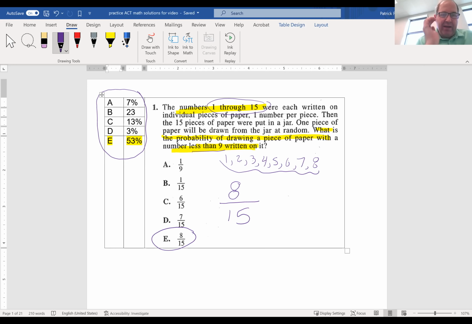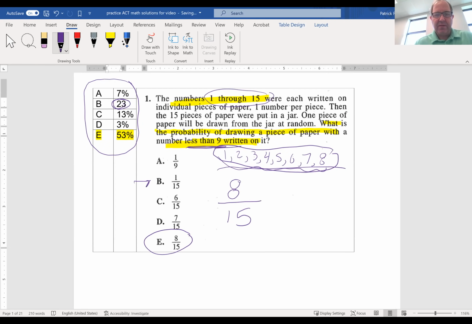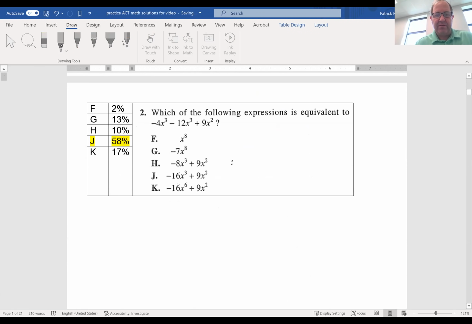Now, 23% of people chose letter B, 1 out of 15. I think we can all agree there's more than one number being chosen here, right? Less than 9 written on it. These are all the ones less than 9. Okay, let's go on to the next one.